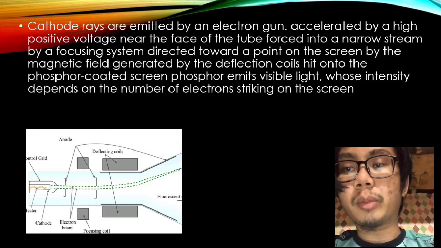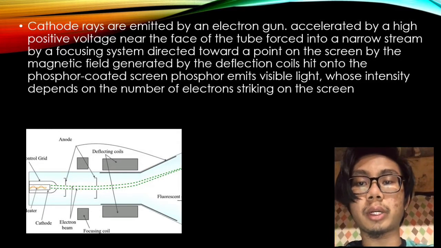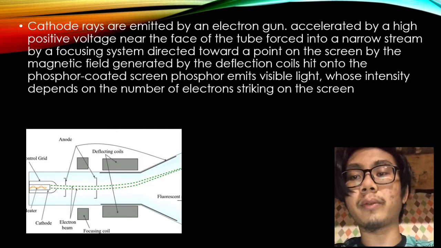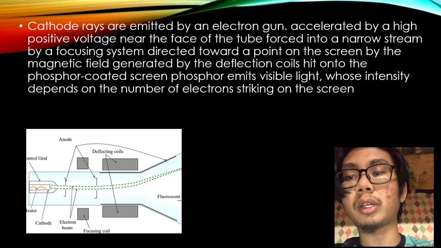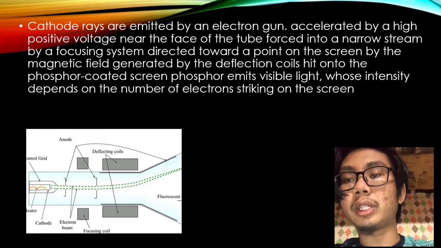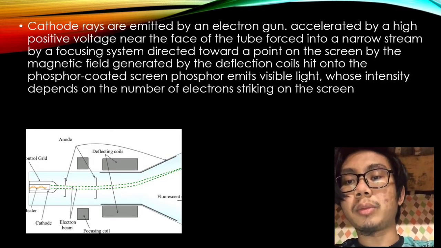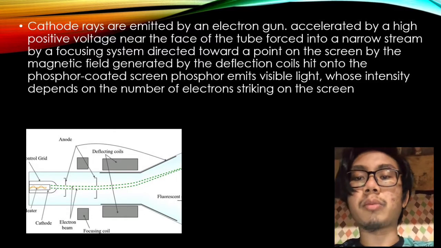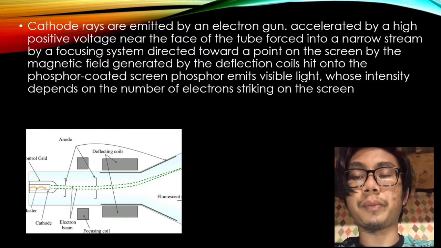Cathode rays are emitted by an electron gun, accelerated by a high positive voltage near the face of the tube, forced into a narrow stream by a focusing system, and directed toward a point on the screen by the magnetic field generated by the deflection coil. They hit the phosphor-coated screen. Phosphor emits visible light whose intensity depends on the number of electrons striking the screen.